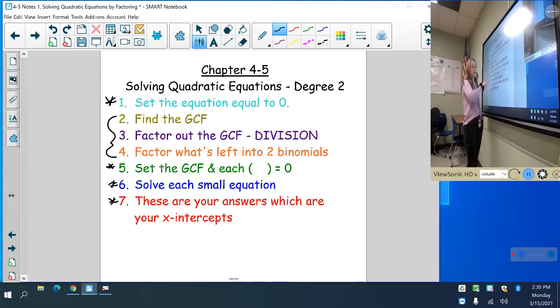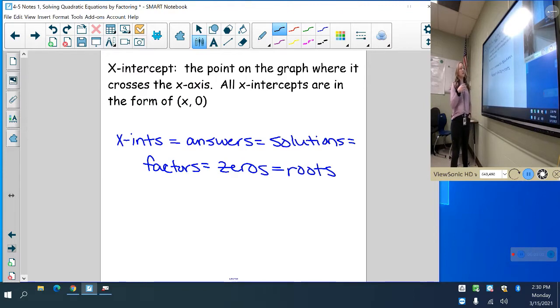Steps 5, 6, and 7 are also added. You're going to set the GCF and any parentheses equal to 0, solve each small equation, and these are going to be my answers, also known as my X-intercepts. What is an X-intercept? An X-intercept is a point on a graph where it crosses the X-axis. All X-intercepts are in the form (x, 0), because the y value is always going to be 0 if it is an X-intercept.